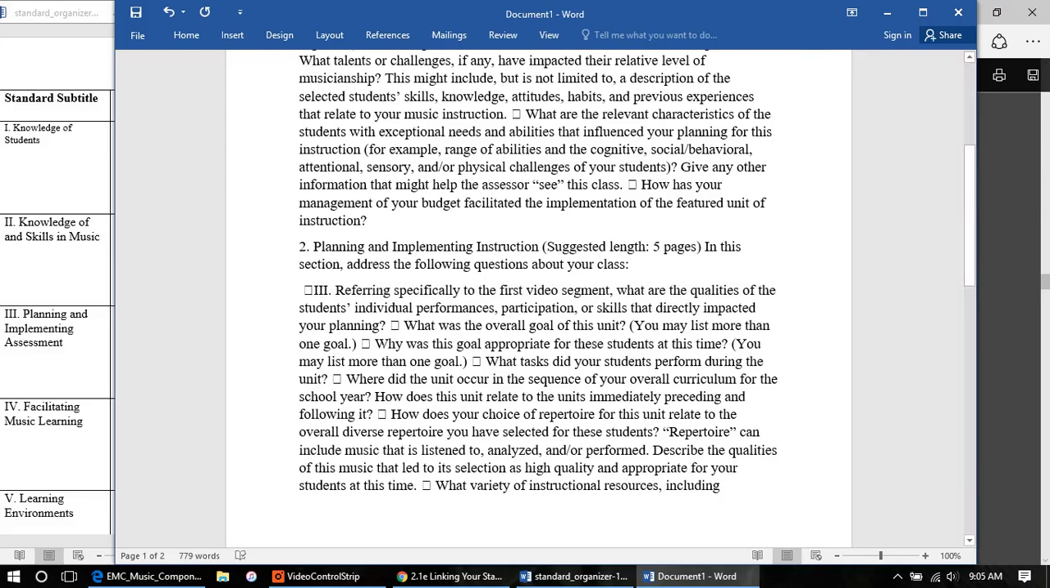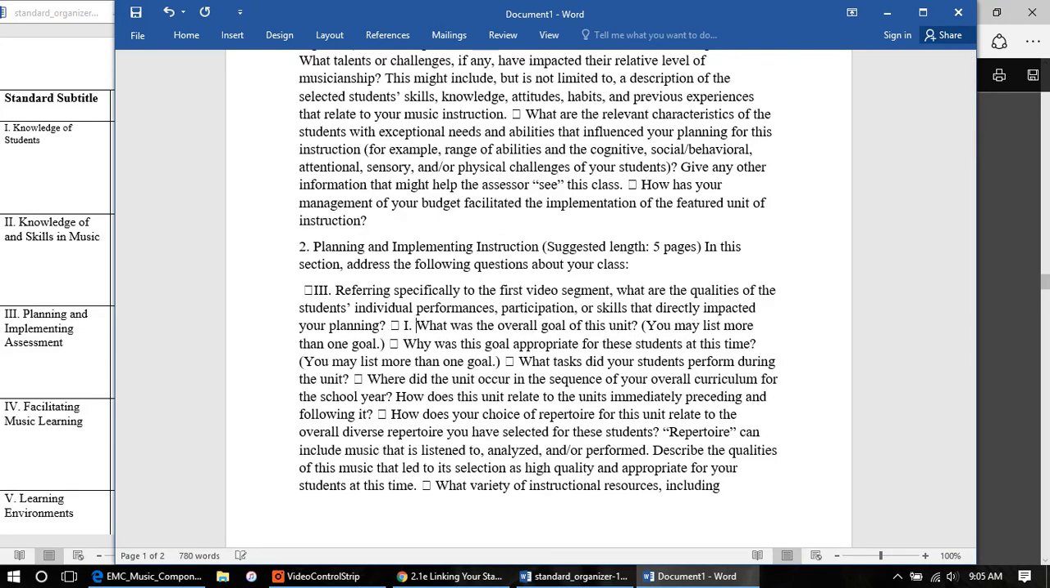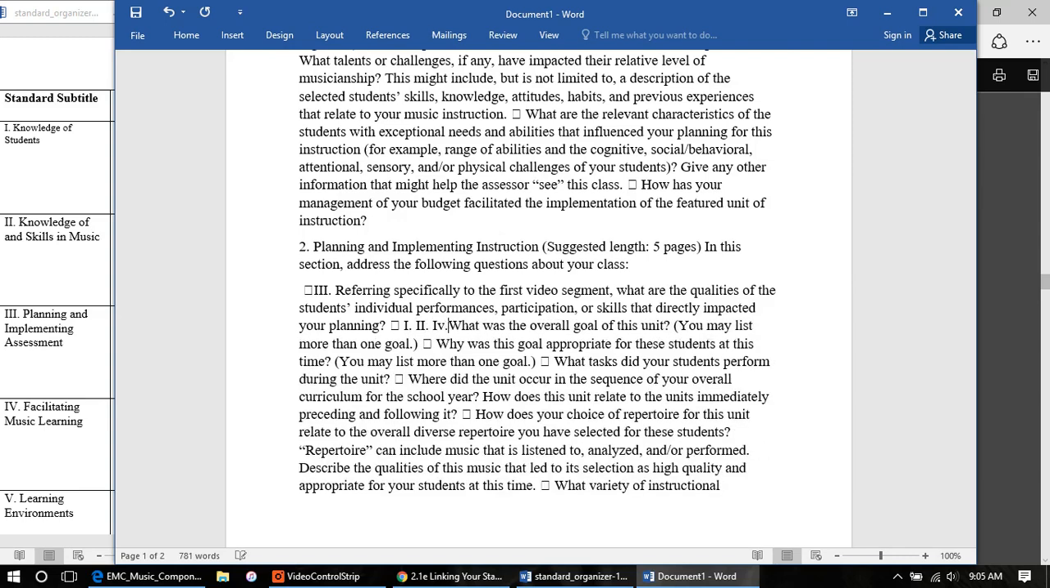If I look further on, I say, what was the goal of this unit? Well, now I'm thinking that involves my knowledge of students, which is standard 1, and it also involves my knowledge of and skills in music, and it also involves facilitating music learning. So I'm going to put a 1, a 2, and a 4 in. So that's how I can identify which standards I need to be focusing on for which questions.